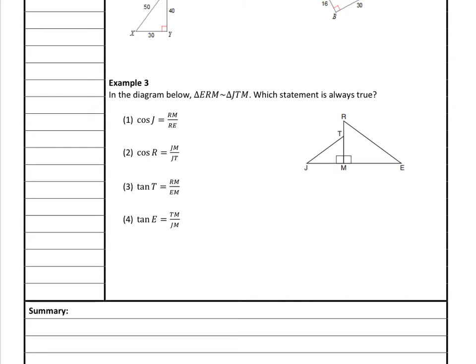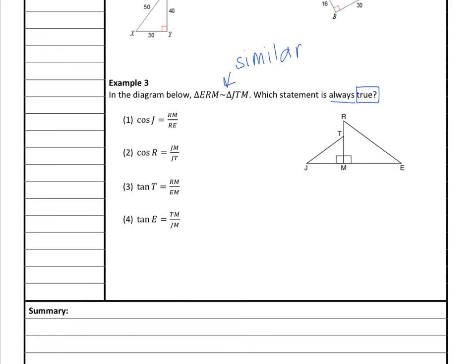Okay, so example 3. And like I said, this was a Common Core exam question, so this is a level of difficulty that you're expected to be prepared for in June when you sit for the exam. It says, in the diagram below, triangle ERM is similar (here's our favorite symbol there, that stands for similar, remember, coming out of Unit 5) to triangle JTM, which statement is always true? So out of these 4 choices here, only one of them is going to be true.